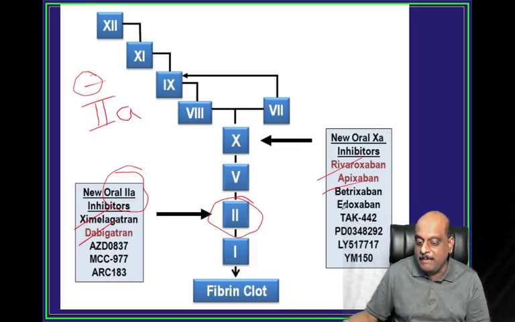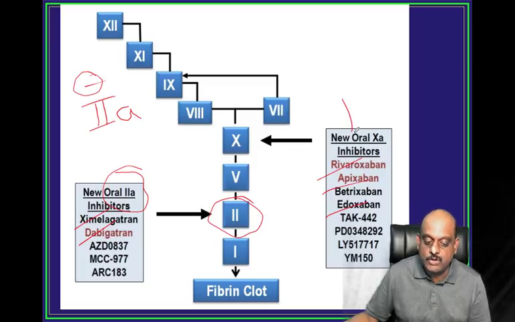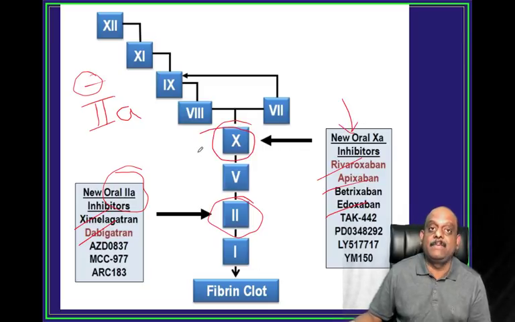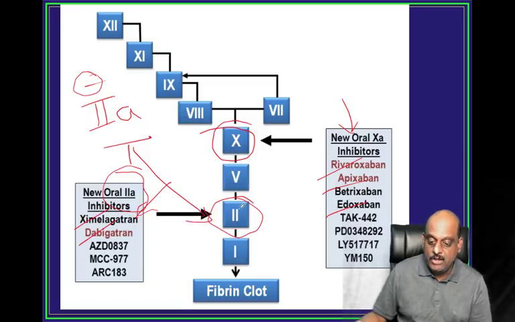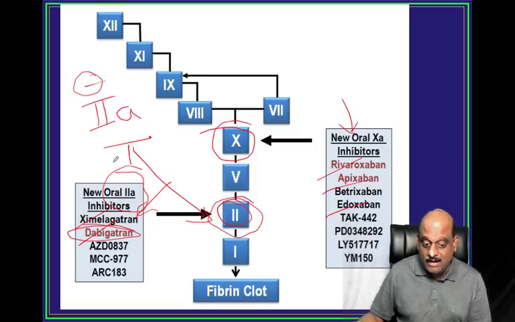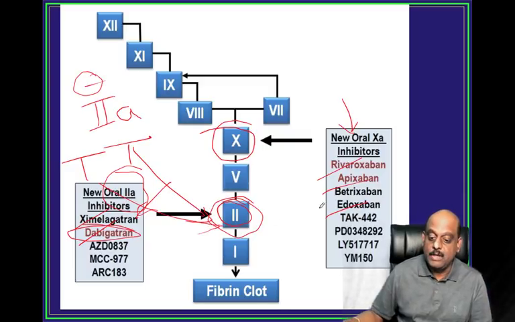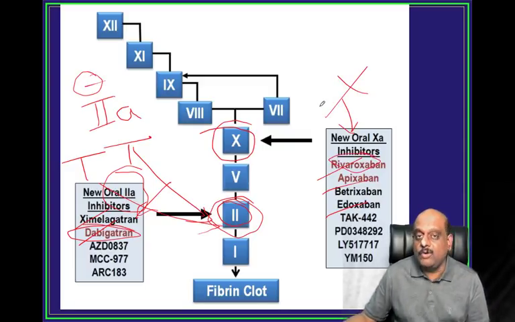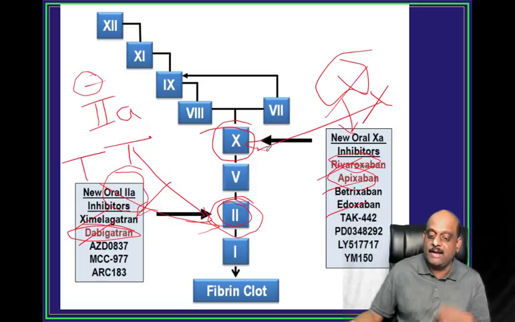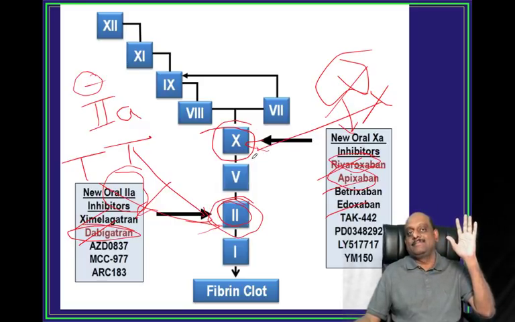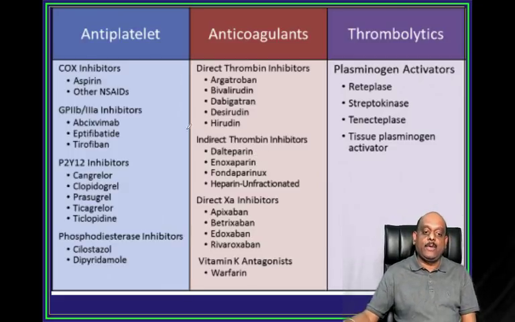Now, rivaroxaban, apixaban, edoxaban, they're all oral 10A inhibitors. You'll remember, right? Ximelagatran, in gatran there is a T, T is thrombus, thrombin, factor 2. Dabigatran, in gatran there is a T, T is factor 2. Rivaroxaban has an X. Apixaban also you have X. So remember it is a factor 10A inhibitor which acts like an anticoagulant.